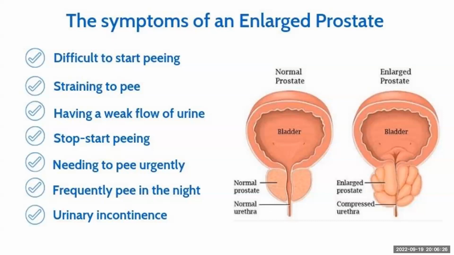We'll do the per rectal examination. When we do the per rectal examination, you can feel a hard mass on the anterior portion of the rectum. That is the position of this gland. You'll feel it as if you are touching a wooden stick. That much hard it would be.